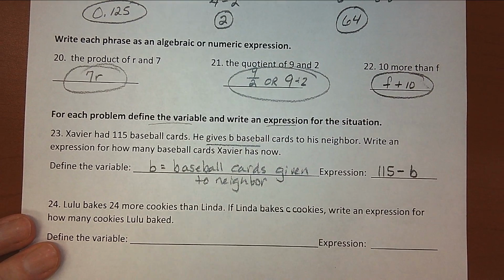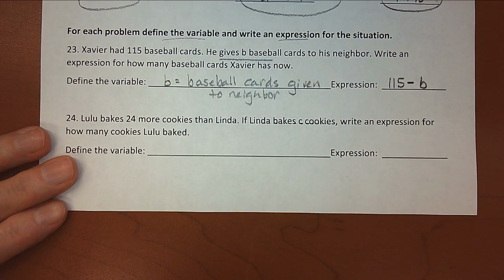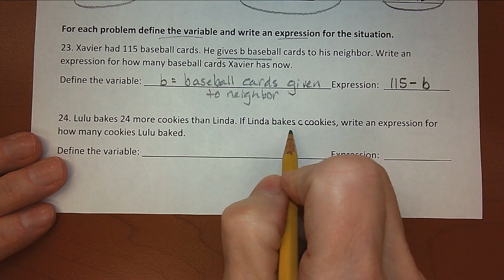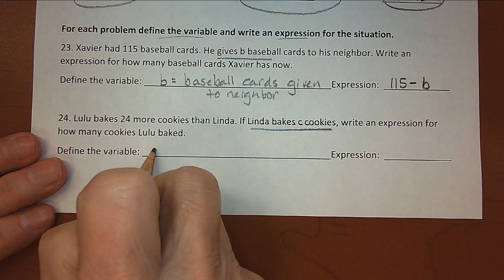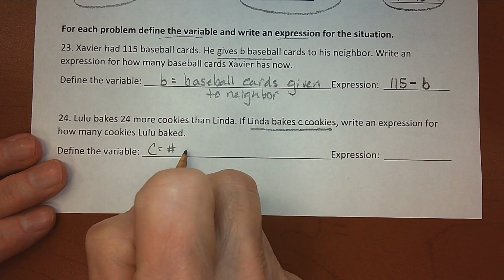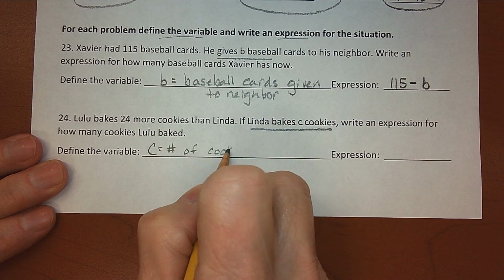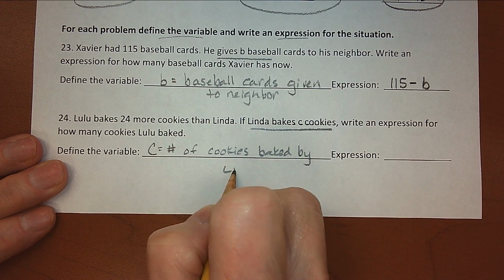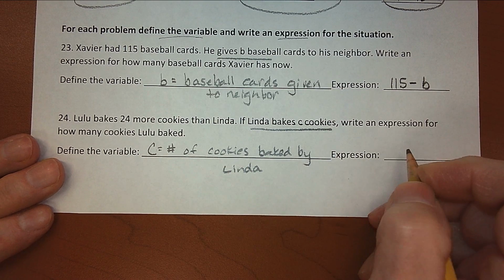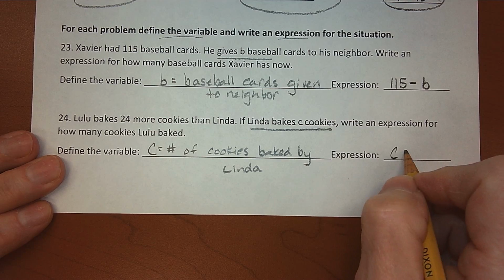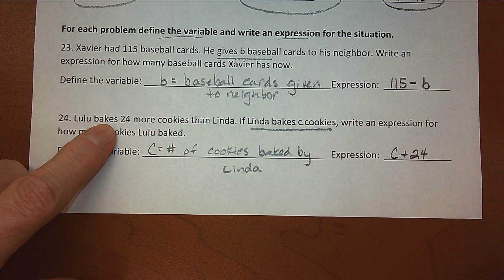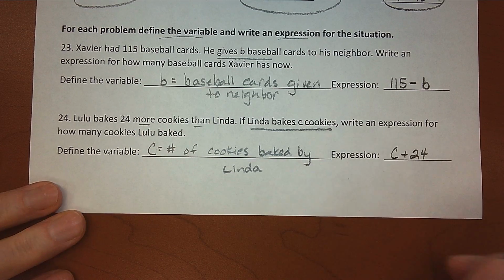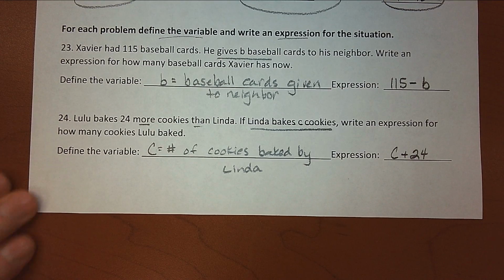So we've got Lulu bakes 24 more cookies than Linda. If Linda bakes C cookies, write an expression for how many cookies Lulu baked. So Linda bakes C cookies. So C is the number of cookies Linda baked. And if we take C and add 24, because Lulu bakes 24 more than Linda, so more than would be an addition problem. C plus 24 is going to tell us how many cookies Lulu baked.